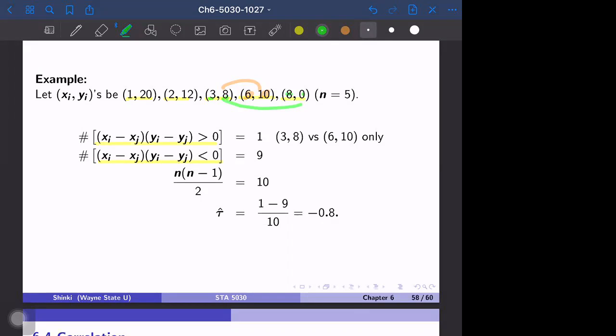So the second pattern is that we have more observations for the second condition. So the 1 and 9, so that is the 1 minus 9. Then in total, we have 10 pairs. So 10 is equal to 5 times 5 minus 1 over 2. So this is negative 0.8. So Kendall's tau is negative 0.8.